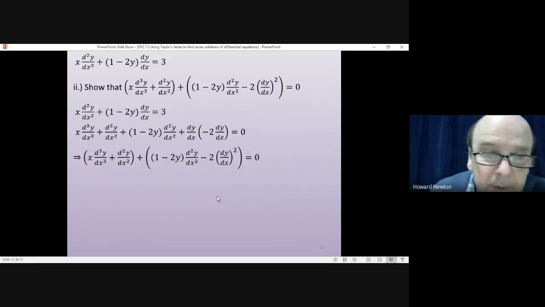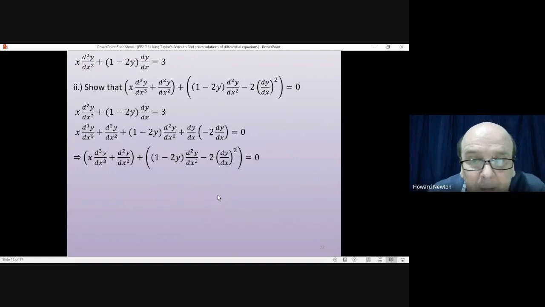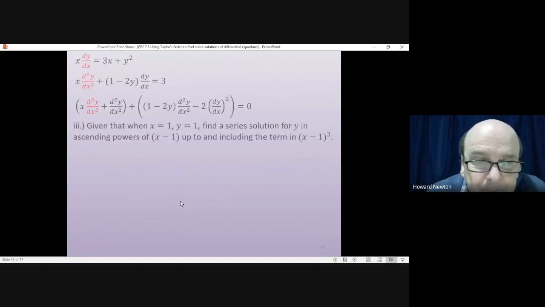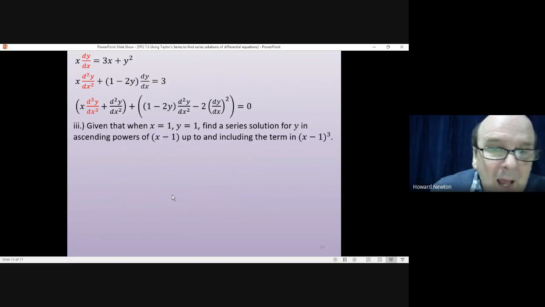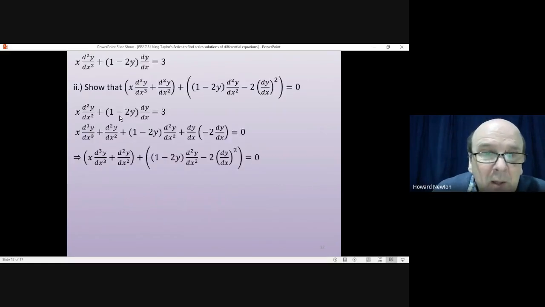Tidying that up, the dy by dx times by the dy by dx is dy by dx squared. That's really the only thing I think that's been done there. But that is what they wanted us to find. Sorry, just going back to where we were. They asked us to write it in that form in the question, and we have done that there.